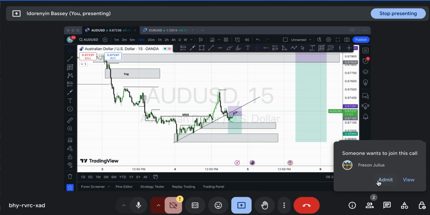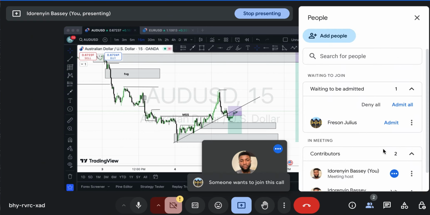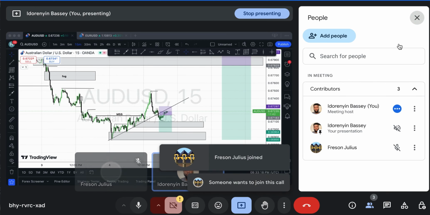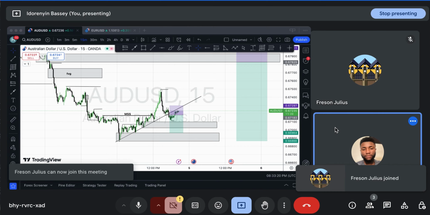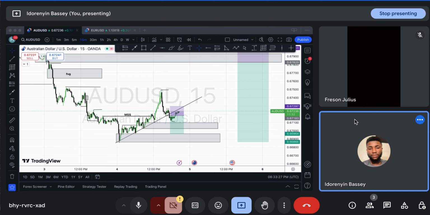So let's summarize the whole thing. Number one, trends indicate the general direction of a currency pair's price movement over time.